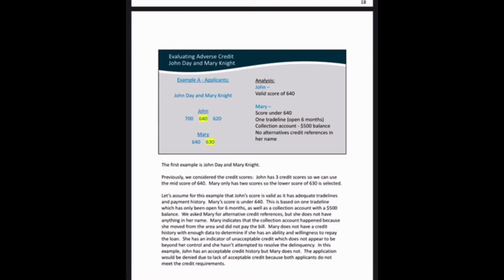Now, in this case, the application will be denied due to lack of acceptable credit because both applicants do not meet the credit requirements. So just because you have a 640 doesn't mean that you're necessarily going to get approved. You have to be able to have those 2 trade lines.